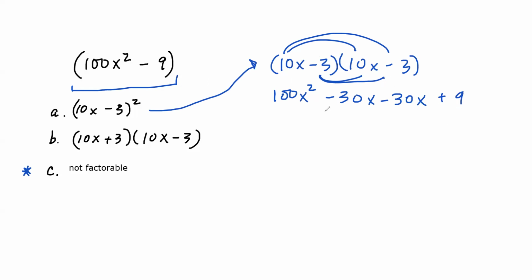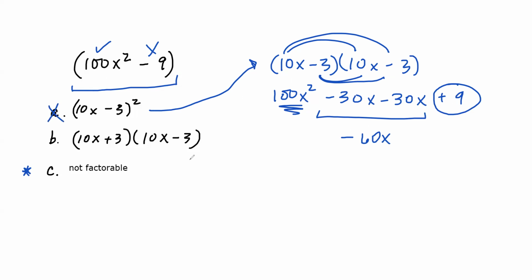Okay. If I combine like terms, I'm going to get my 100x squared here. That works. But right off the bat, I can see I've got a plus 9, not a minus 9, right? That's not working. And then negative 30 minus 30 is going to give me negative 60x. So I'm going to get three parts to my answer. So I know this is not the right answer. It can't be this one.